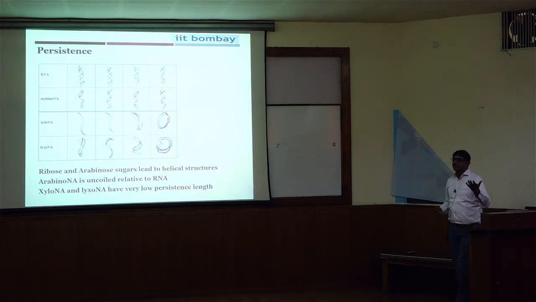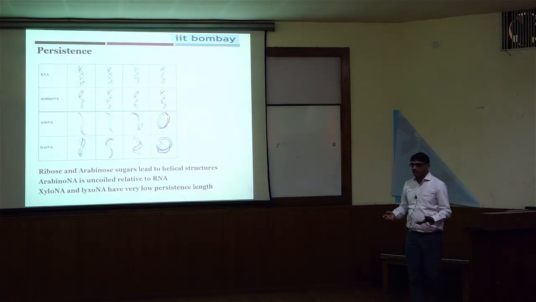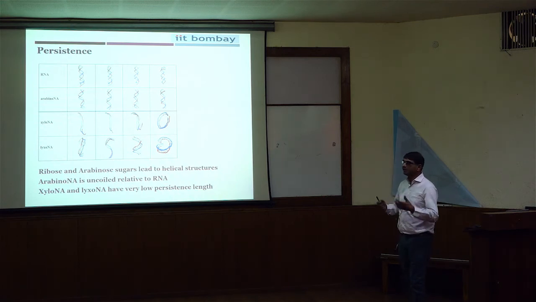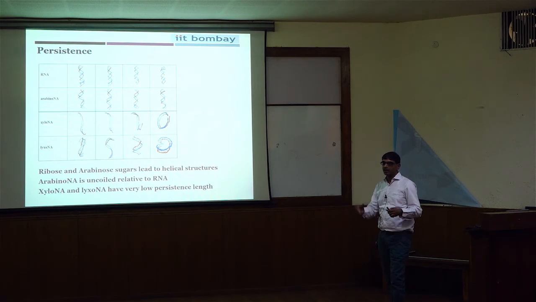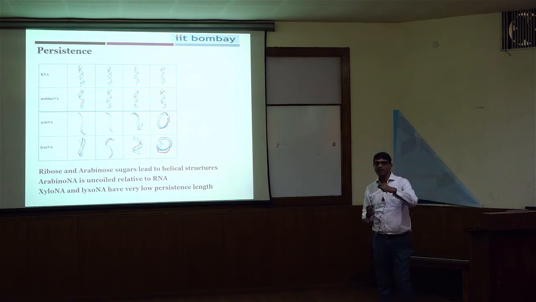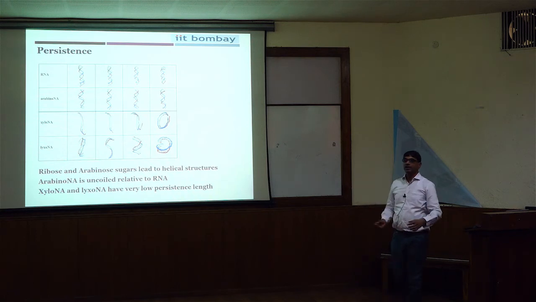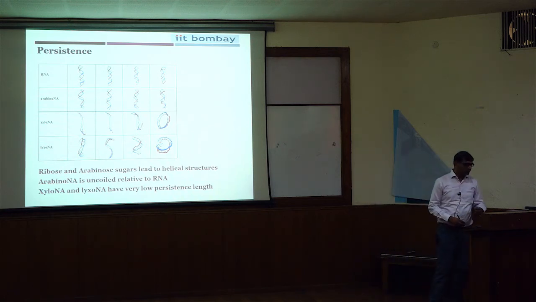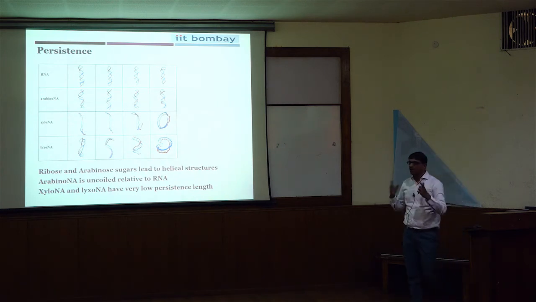So this is just one, but we ran several trajectories. In each case, you will see that RNA at the end of your trajectory will remain as a helix, and arabinose to some extent remains a helix. Actually, it is not a helix, but a slightly unwound helix with a larger minor groove and major groove, while in the case of xylose and lexose, they sample geometries that are all over the place.